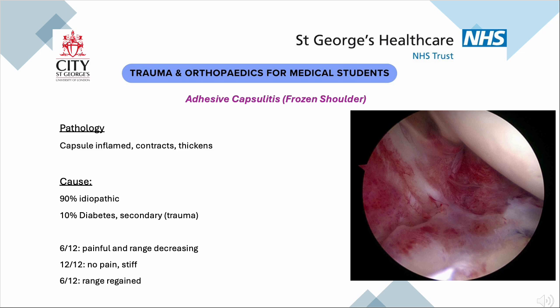The vast majority, 90%, are idiopathic. 10% are related to trauma and diabetes, but generally speaking, we're not entirely sure why it happens. They go through a fairly predictable course, that for the first 6 months the shoulder is painful, just globally, and the range of motion slowly decreases.